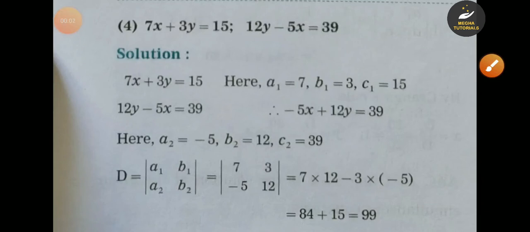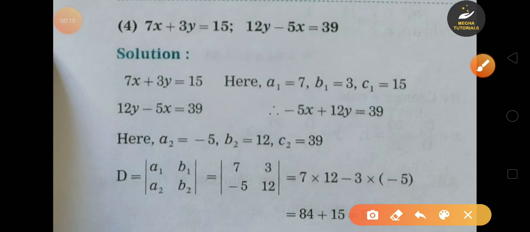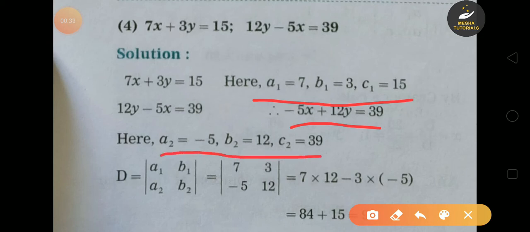Question 4. The equations are 7x plus 3y is equal to 15 and 12y minus 5x is equal to 39. The first equation is in standard form, so we can write the values of a1, b1, c1 directly: a1 is 7, b1 is equal to 3 and c1 is equal to 15. The second equation is not in the standard form, so we have to make it standard like this: minus 5x plus 12y is equal to 39. Therefore a2 is minus 5, b2 is 12 and c2 is 39.